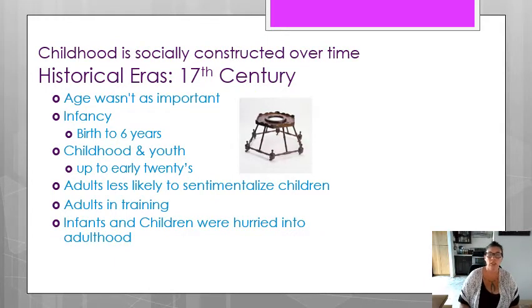So let's talk about childhood as a social construct. How do we know it's a social construct? Well, the book and the article talk about it as changing over time. This author is making the assumption that you understand the social construction of reality, what a social construct is. And so they're kind of laying out the evidence for you in terms of why childhood itself is a social construction, this concept. So they talk about how in the 17th century, the concept of childhood, age wasn't as important.